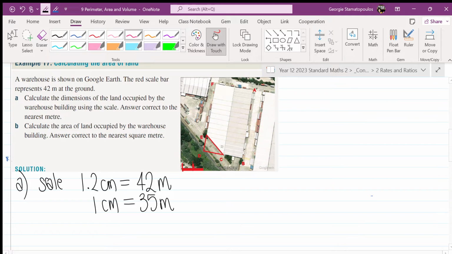If you're not sure how I determined that, divide by 1.2. Calculate the area of the land measured by the warehouse. So, what you can do then is we've got some different shapes here. We've got A, B, C. You could do up to and make G there, and you've got a rectangle.